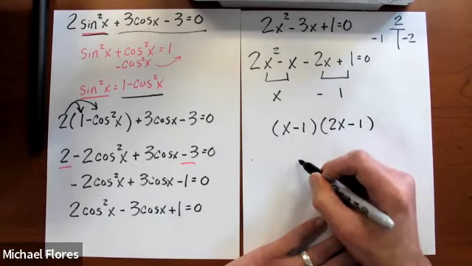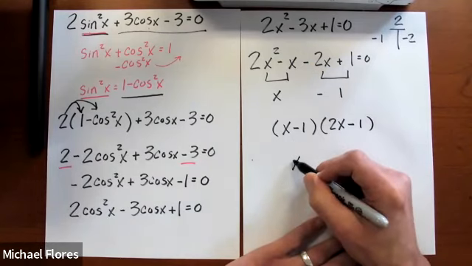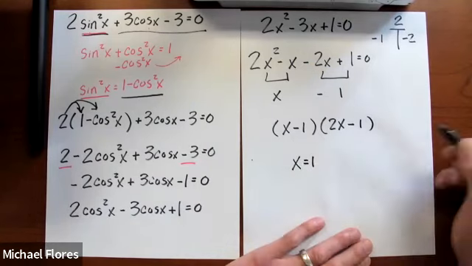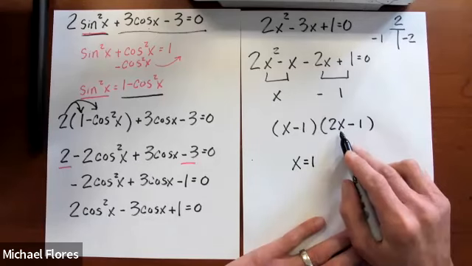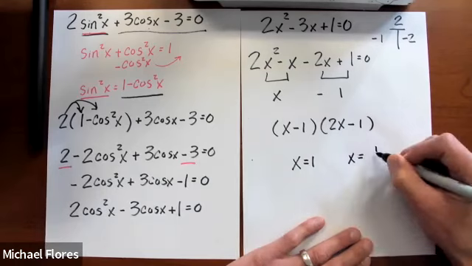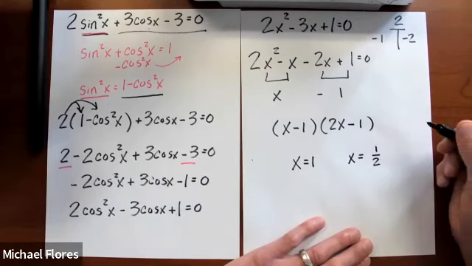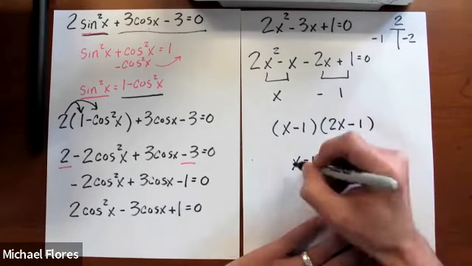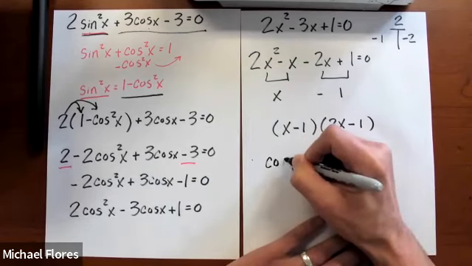If we set x equal to 0 or x minus 1 equal to 0 and solve, we get 1. If we set 2x minus 1 equal to 0 and solve, we get 1/2. And now just remember, these were trig functions, so write the word cosine in front of these x's.